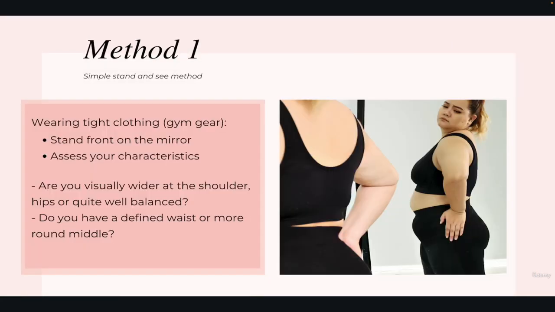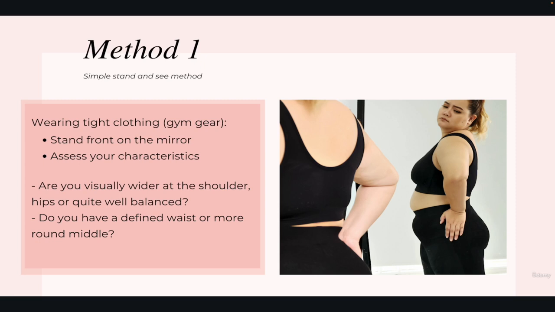So what we're going to do is you're going to just wear underwear or relatively tight clothing like gym wear, for example, and stand in front of the mirror, but far enough back so that you can see pretty much your whole body, especially your shoulders, your waist and your hips. And what we're going to do is to take notice of what you see. And on assessment, do you see a slightly wider shoulder line compared to your hip? Or do you see a slightly wider hip section compared to your shoulder line? Or do you seem well balanced?